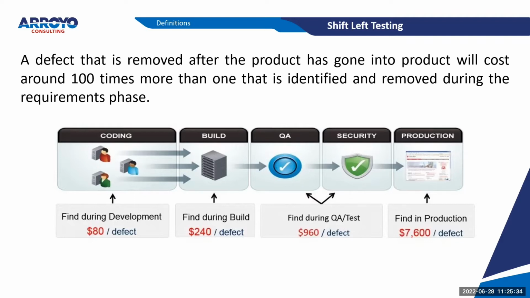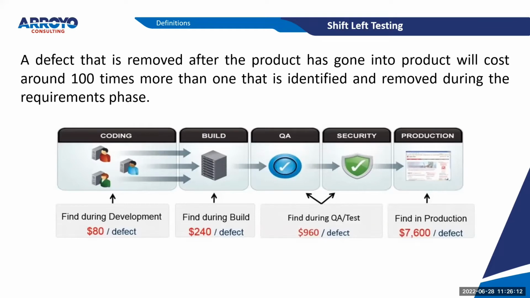So the idea, if you see, is that when you advance to later stages, the cost of finding an error increases. With shift left, we are trying to reduce this cost, trying to catch the error as soon as possible in the software life cycle stages. Okay, so that's the main idea of shift left.